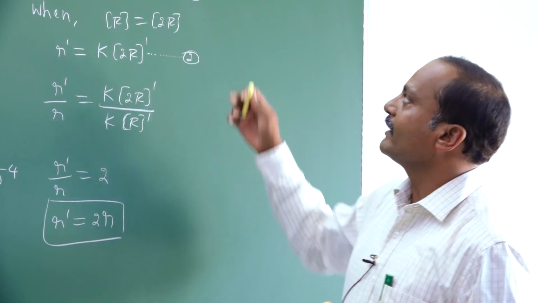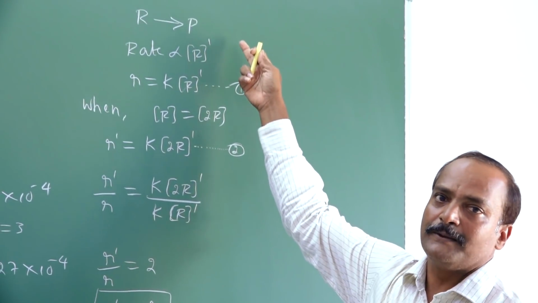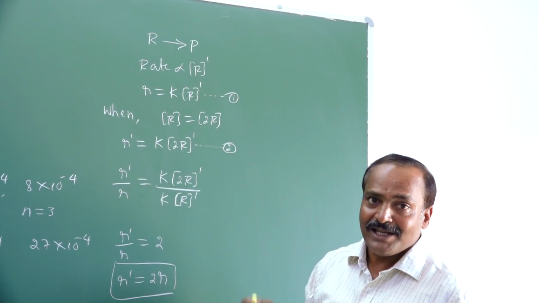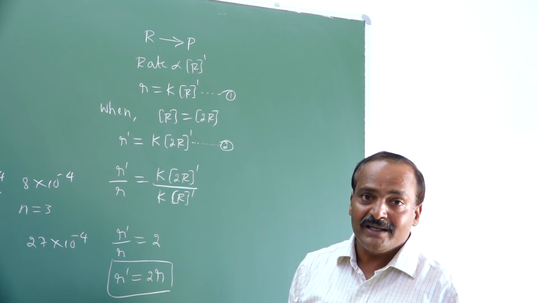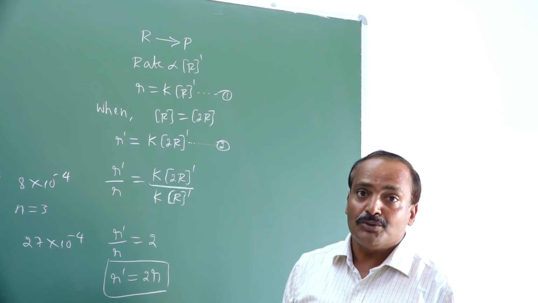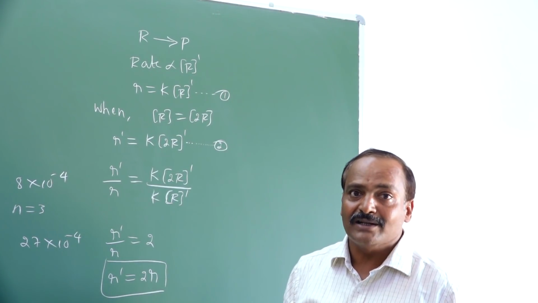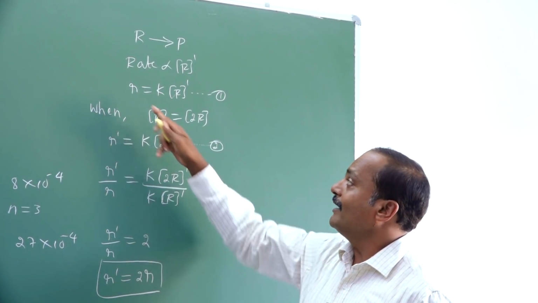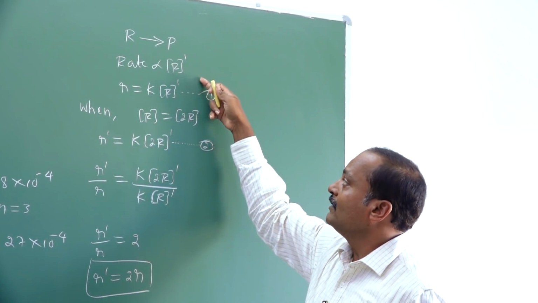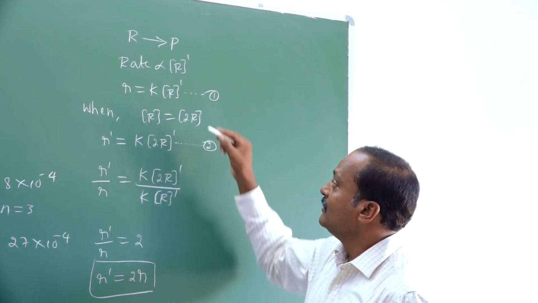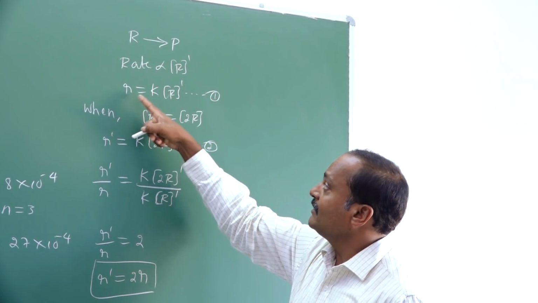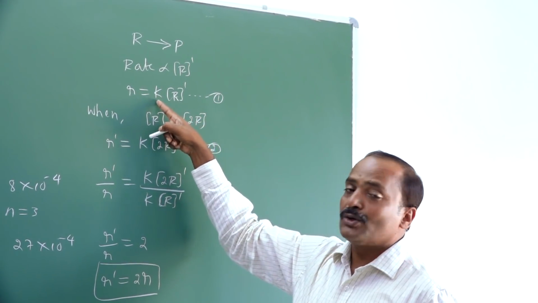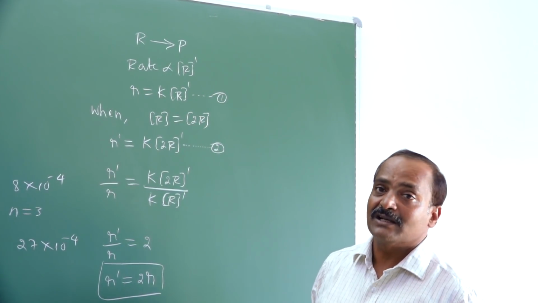Consider a first order reaction R gives rise to P. Rate proportional to R power 1. A reaction in which the rate of reaction is directly proportional to the first power of the molar concentration of the reactant is called a first order reaction. Rate is equal to K into R power 1. Small r is called rate, capital R is called concentration of reactant, and K is equal to rate constant or specific reaction rate.